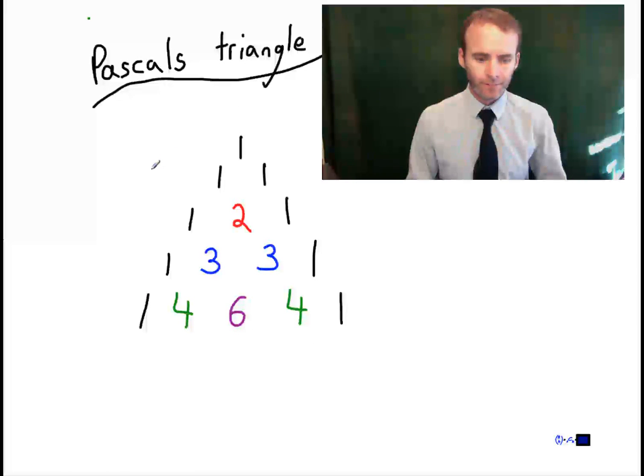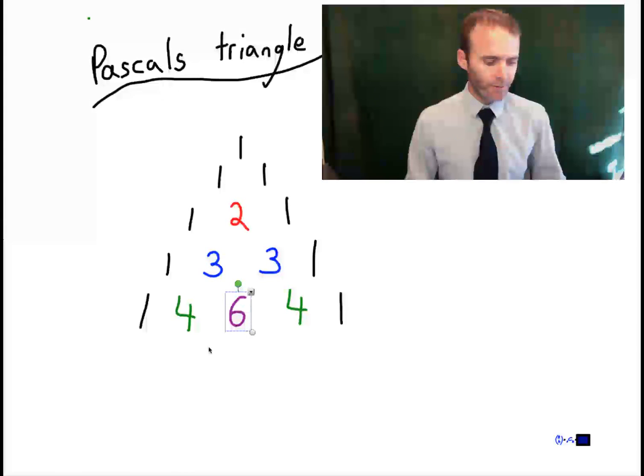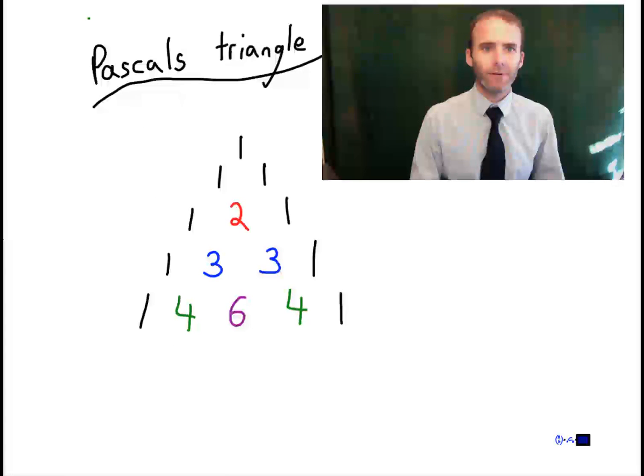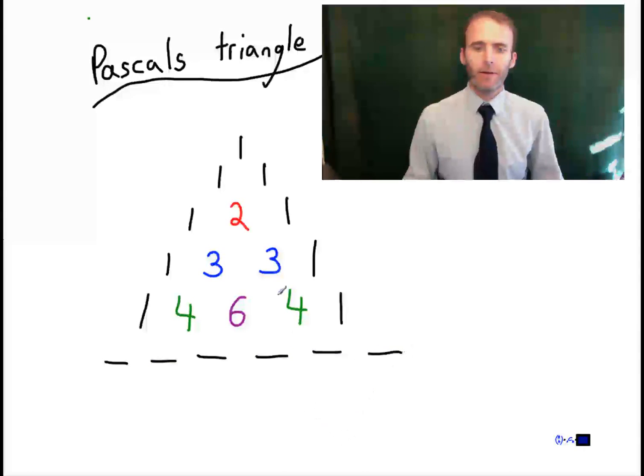Now what I want you to do is take a look at this and see if you can figure out the logic behind this. Notice that it makes a triangle, but how did I get this red 2 right here? How did I get this 3 and this 3, these 4s and these 6s? So pause the video right now and see if you could fill in the next row. What would this next row look like? Write this in your notes and pause the video.